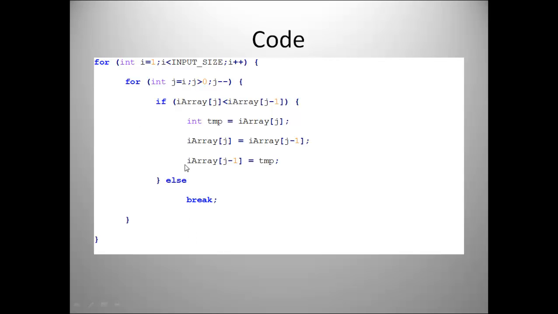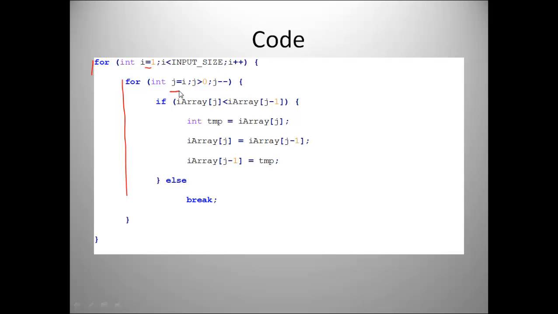So let's delve into the actual C++ code. Okay, here's our first for statement where we're going to count the index number, so the item we're looking at. And here's our second for loop, which is going to compare the item we're looking at to each of the sorted items.